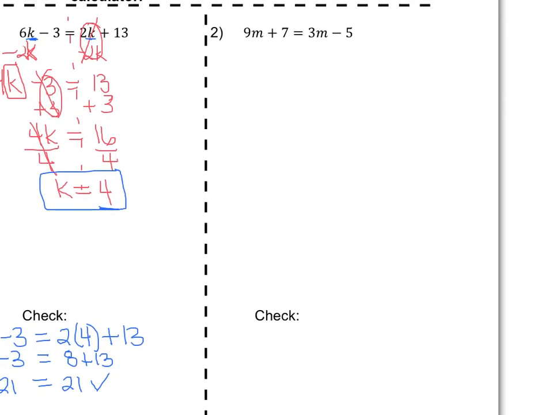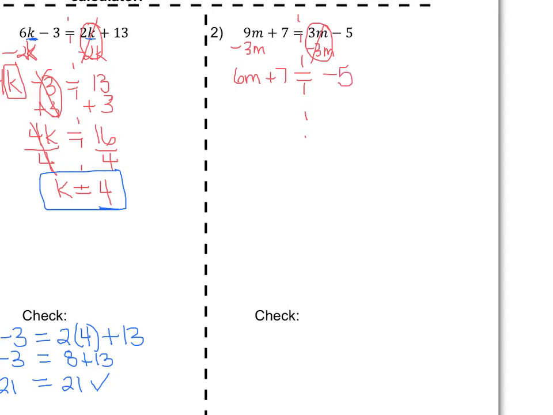Okay, on example 2 we have 9m plus 7 equals 3m minus 5. So again, we need to draw our line down our equal sign. We need to get the m's together. So this is a positive 3m. To move it to the other side, we have to subtract 3m. 9m minus 3m is 6m. Then we have plus 7. That equals, well, this gives us 0, so we have it equal to a negative 5.